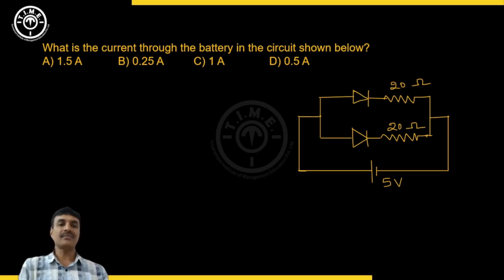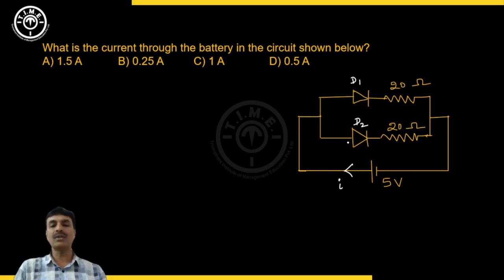Another one. What is the current through the battery in the circuit shown below? Current through the battery. If I is the current passing through this, what is the current? See, here are two diodes, D1 and D2. For these two diodes, higher potential is applied on the P region and lower potential on the N region. This is P side, N side. On N side, negative terminal is connected. On the P side, positive terminal of the battery is connected. So clearly these two are in forward bias mode.